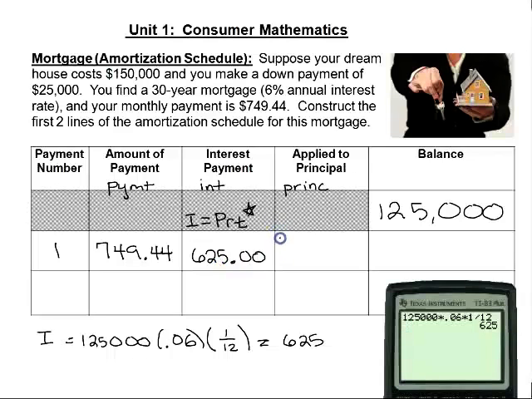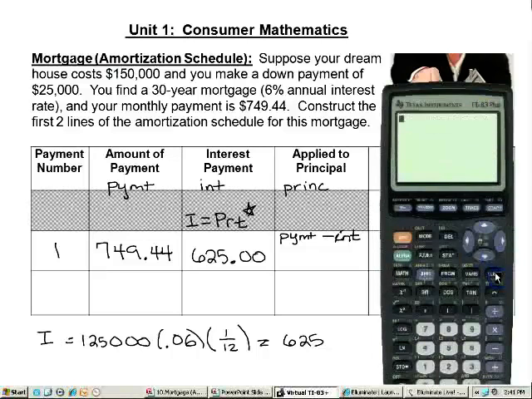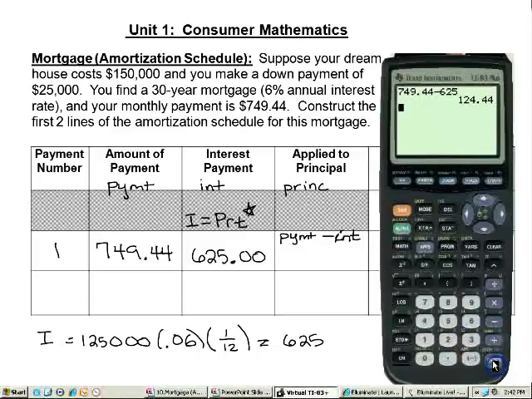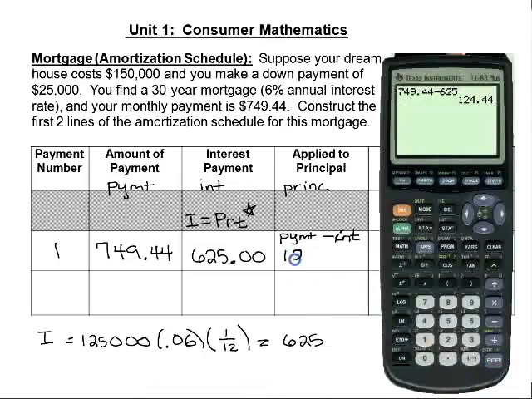So to figure out how much goes to principal, principal is our payment minus the amount that's going to interest. That's interest right there. So if we take our payment, $749.44, and we subtract off $625 in interest, what that tells us is $124.44 of our first payment is going toward the principal.